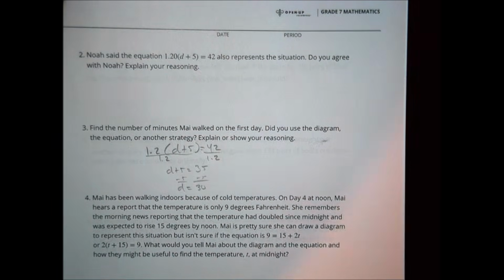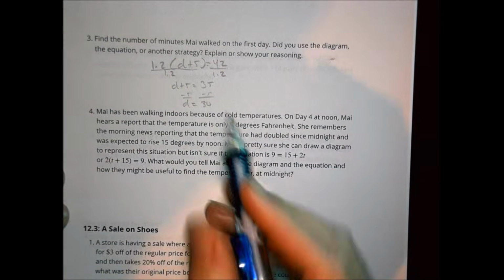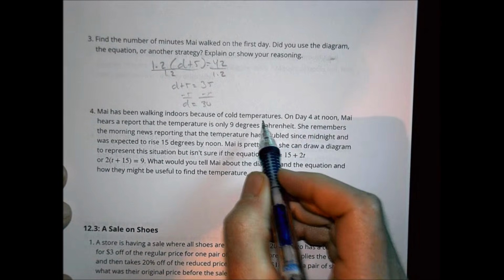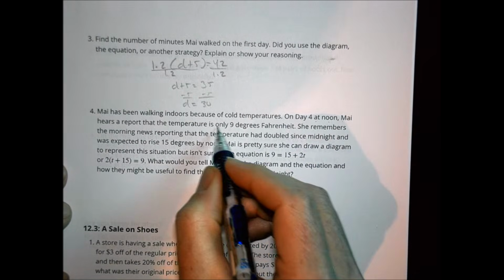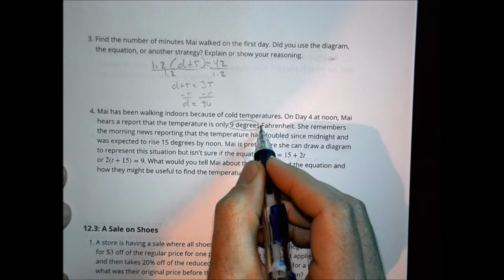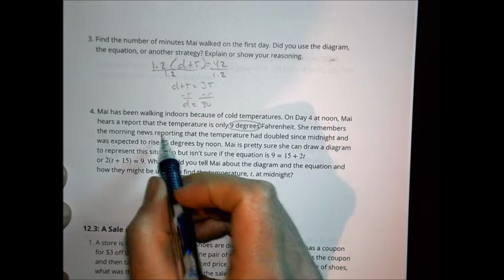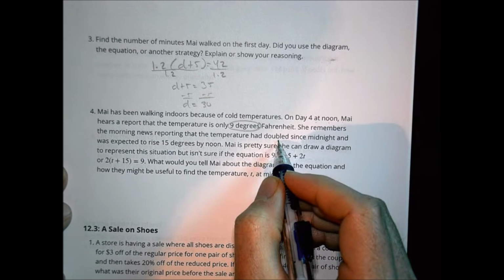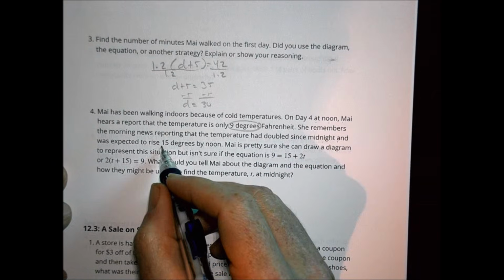Let's look at number 4. It says May has been walking indoors because of cold temperatures. On day 4 at noon, May hears a report that the temperature is only 9 degrees. So it's 9 degrees outside, right? She remembers the morning news reporting that the temperature had doubled since midnight and was expected to rise by 15 degrees by noon.